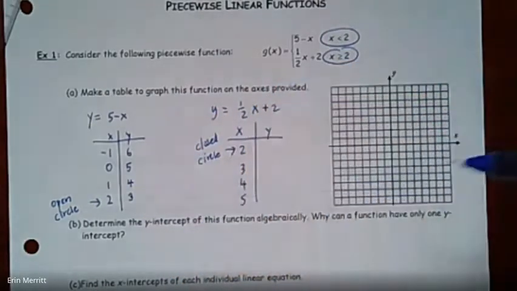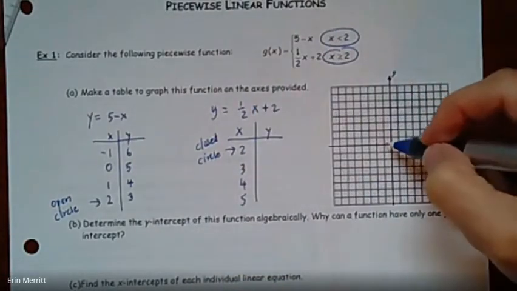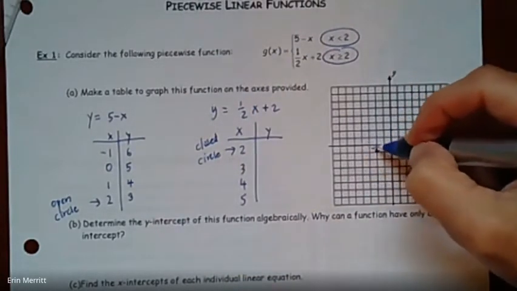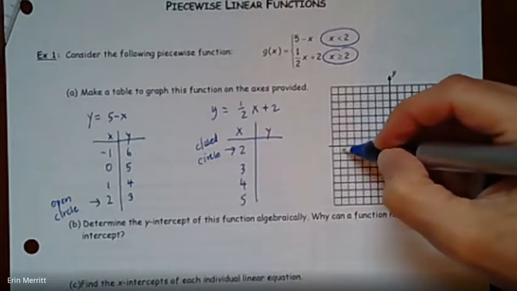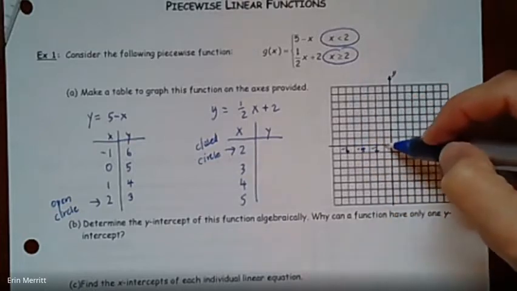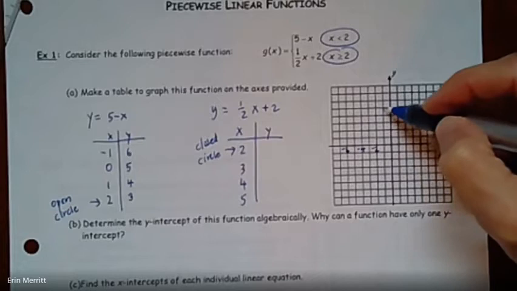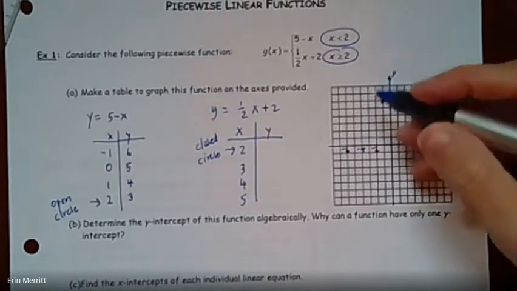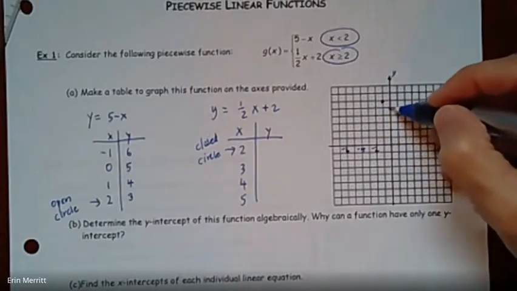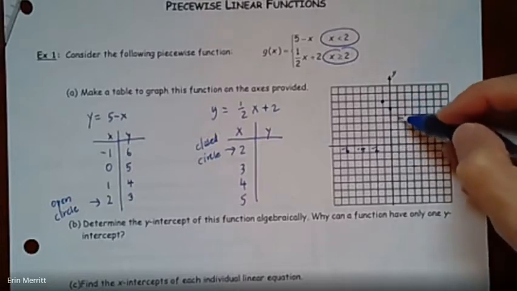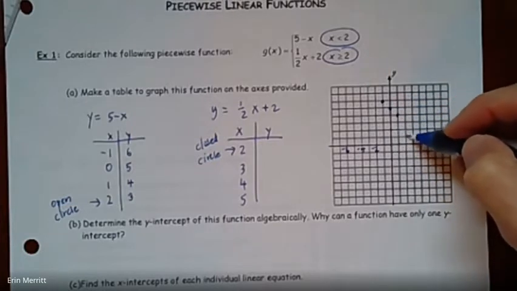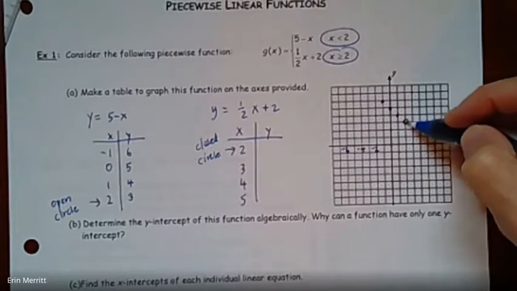So we can plot those points over here. Same thing. Just count carefully so that you can see what's happening on your graph. At -1, we've got 1, 2, 3, 4, 5, 6. At 0, we are up at 5. At 1, we were at 4. And at 2, we are at 3 with an open circle.